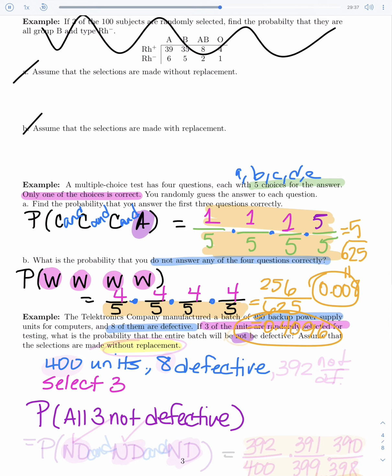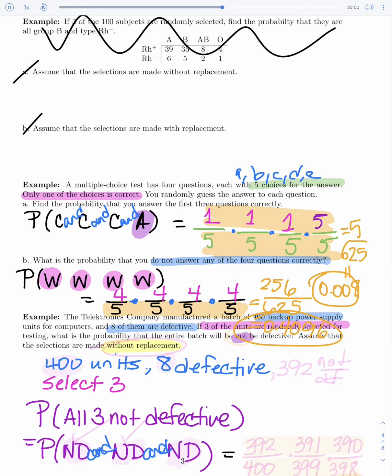So when I look at this problem, my thought is that I want 3 things to not be defective. The first thing needs to be not defective. The second one needs to be not defective. And the third thing needs to be not defective. And just like before, the key word in between all these is the word "and," so that I know what operation I'm doing.